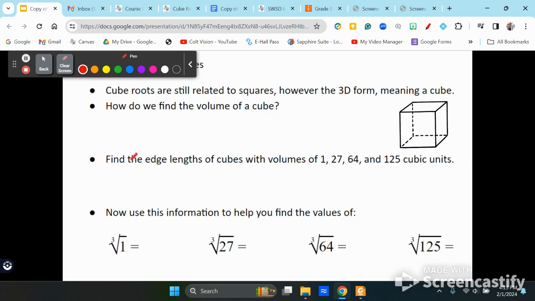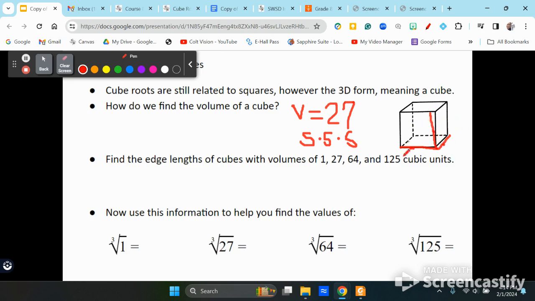For example, here is something that is also in your packet. It says find the lengths of cubes with volumes of these numbers. So let's start with 27. If the volume of this cube was 27, to find the volume, you would multiply side times side times side again, because the volume of a rectangular prism is the area of the base, the length times the width, times the height of the prism. So it's side times side times side, and that would be the same number, right?